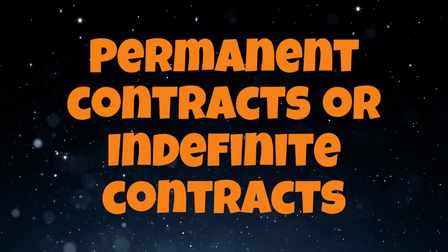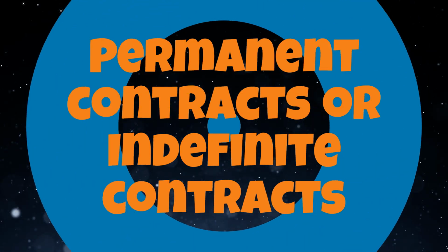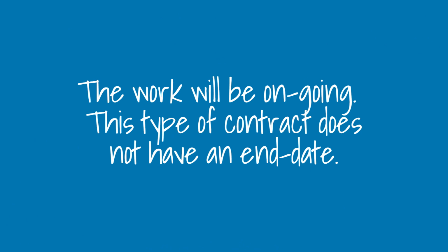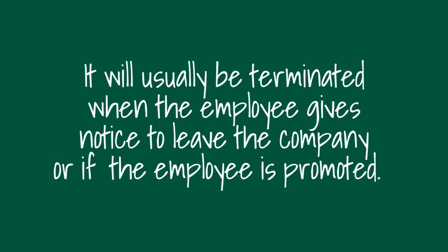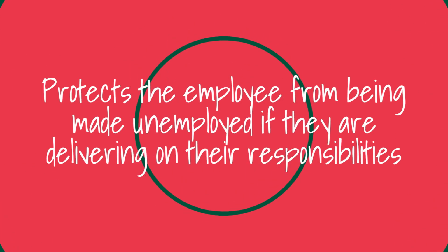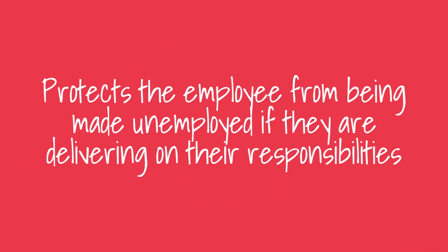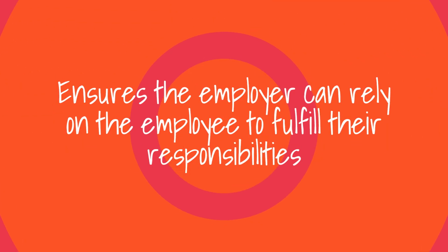Permanent contracts, or indefinite contracts. The work will be ongoing. This type of contract does not have an end date. It will usually be terminated when the employee gives notice to leave the company or if the employee is promoted. It protects the employee from being made unemployed if they are delivering on their responsibilities, and ensures the employer can rely on the employee to fulfill their responsibilities.